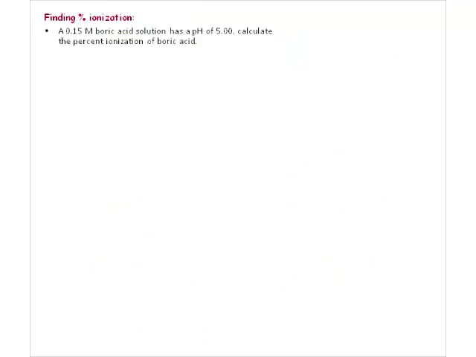Okay, in this case we want to find the percent ionization, and what we're looking at is we're saying that the concentration of boric acid this time is 0.15.